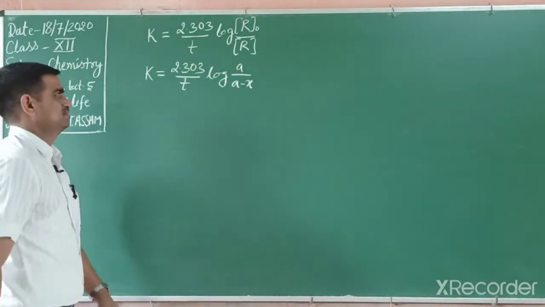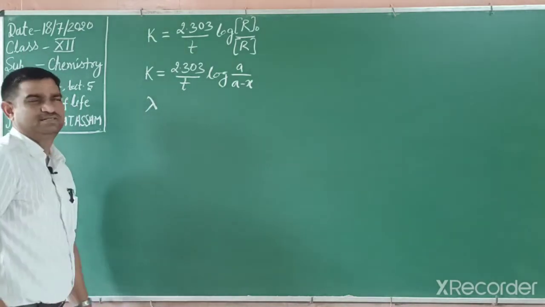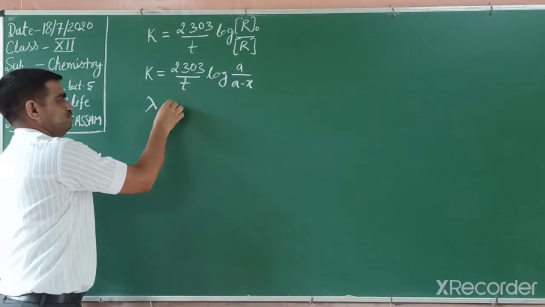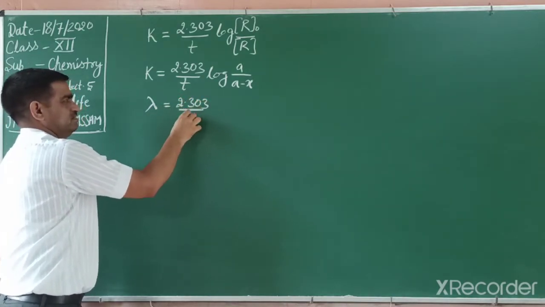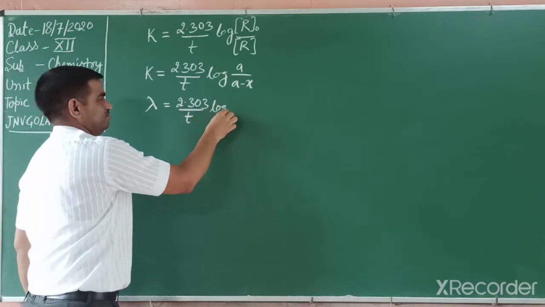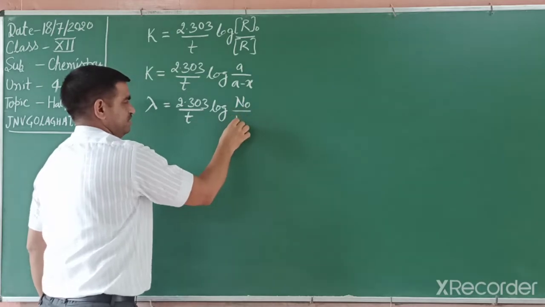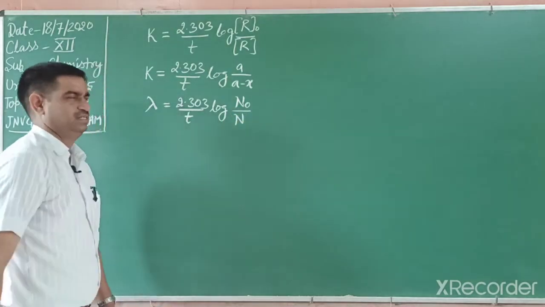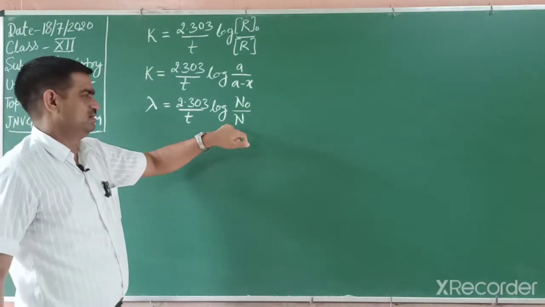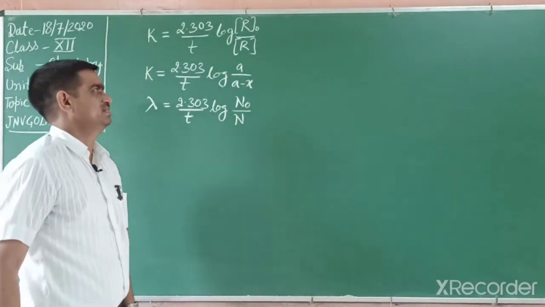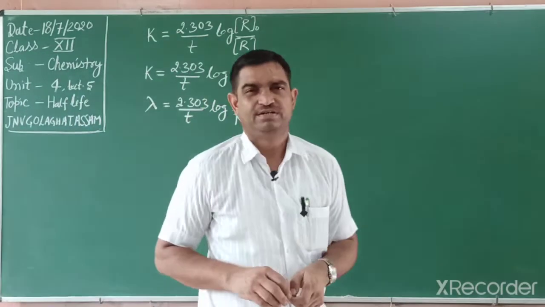And in physics, this equation is written in such a way that lambda, the decay constant, is equal to 2.303 divided by t log N0 divided by N. What is N0? It means the initial concentration of any radioactive substance, and N is the final concentration of that radioactive substance. Students, we will study a new term.